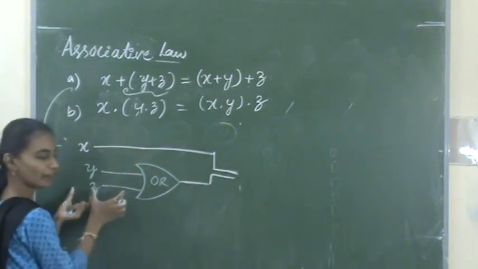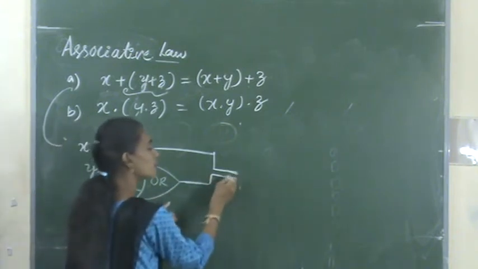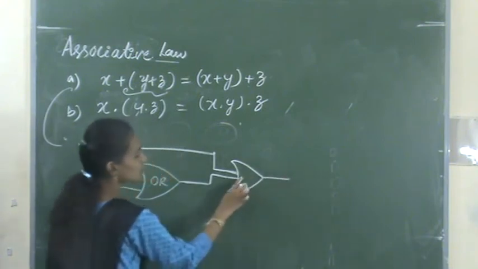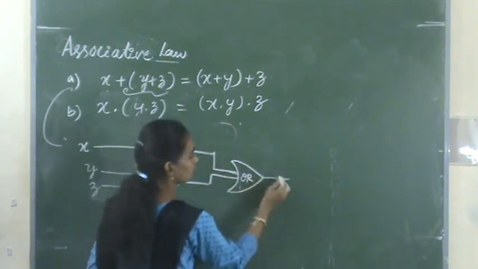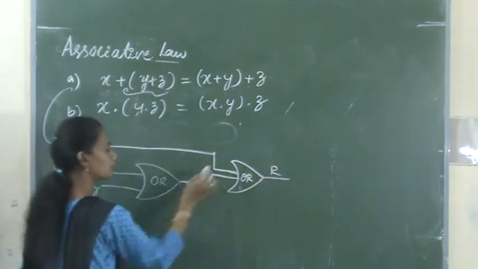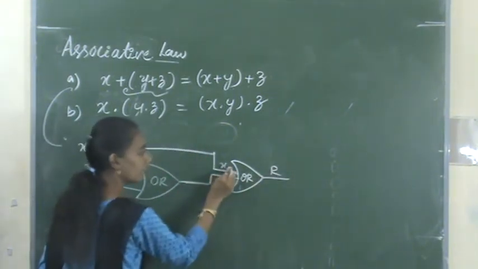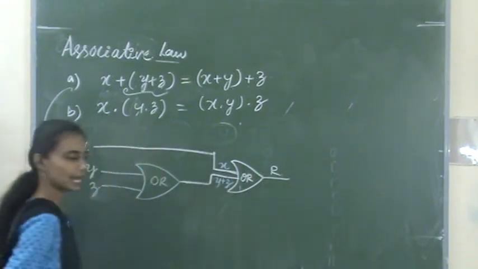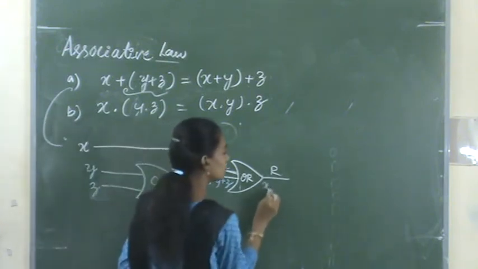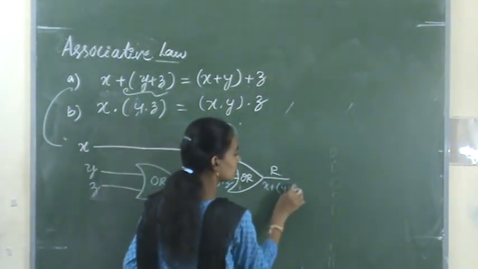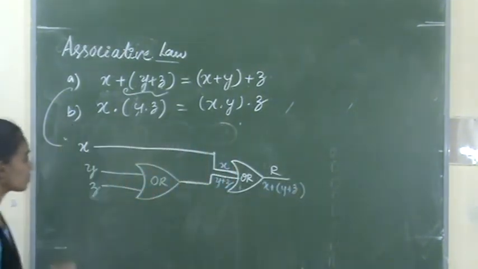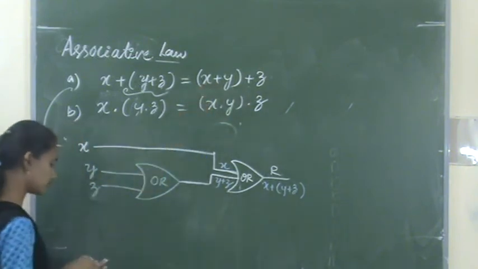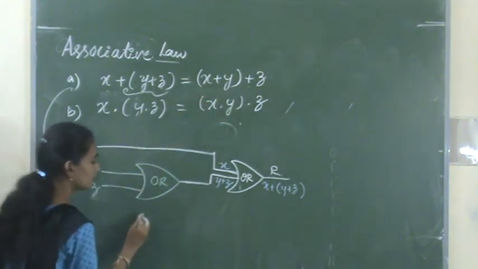The resultant of Y plus Z is performing the addition operation with the variable X, right? So that is also performing the OR operation only. Here I am providing X as an input, and here Y plus Z as an input. So the resultant will be X plus (Y plus Z). Okay. In the same way we have to write this X plus Y. So first it is performing X plus Y, right?